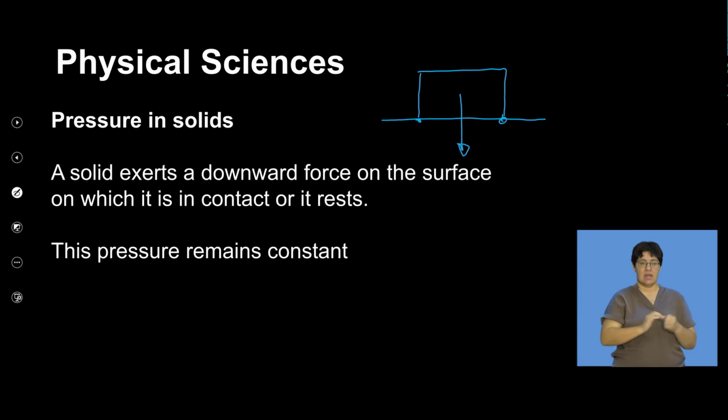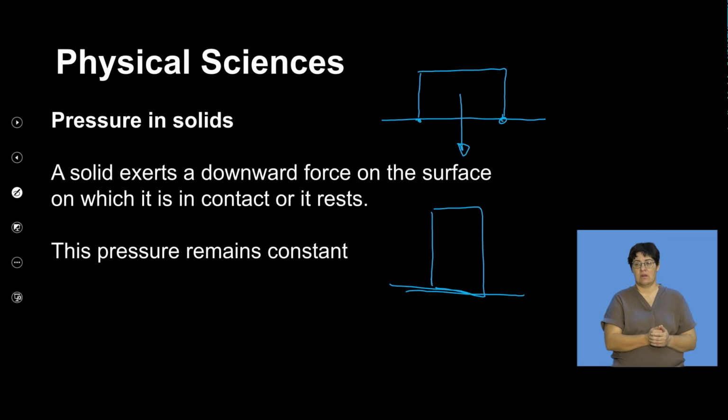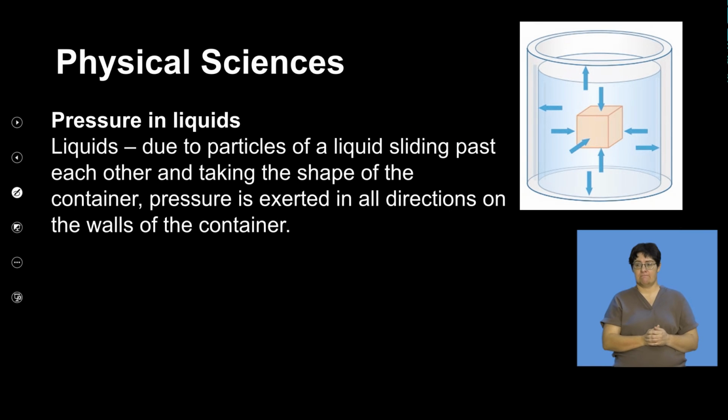So the greater the area of contact on which the block is resting, the lesser the pressure. But if there is a smaller area, if we have the same block placed vertically, erect like this, meaning the surface area of contact is smaller, this would correspond to greater pressure of a solid. So this pressure will remain constant as far as solids are concerned. What about in liquid substances?